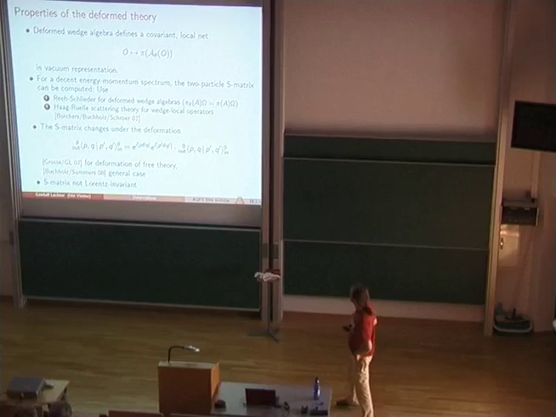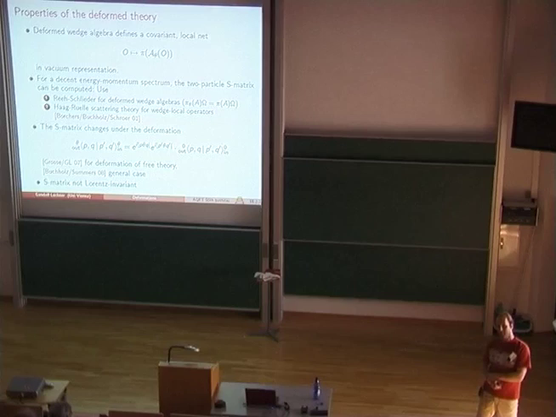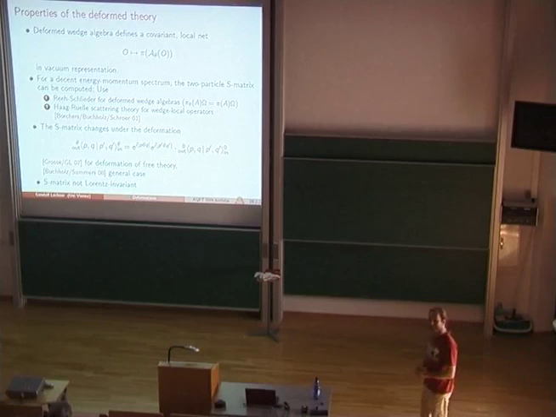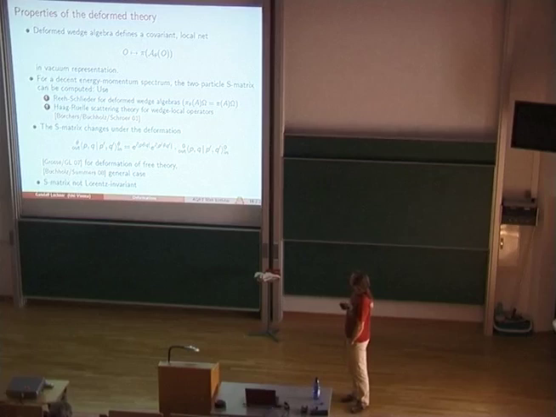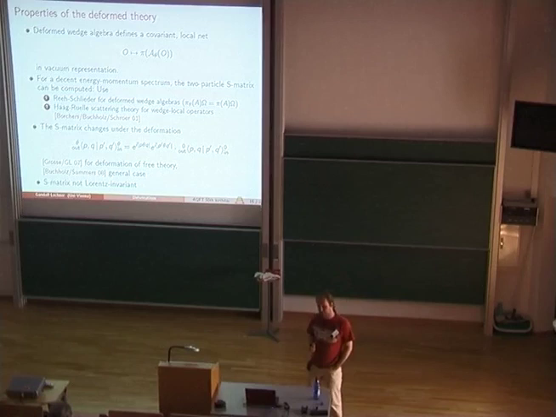Let me mention some of the properties of the deformed system. Now the constructive part is over. We have the new wedge algebra, and now we want to see what we have constructed in the end. We want to extract some properties. The first idea is, of course, to do scattering theory. Maybe we have nice cross-sections or something really describing an interacting system. And if you have a decent energy-momentum spectrum, you can really do Haag-Ruelle scattering theory as before.